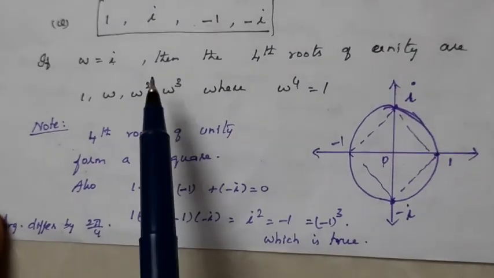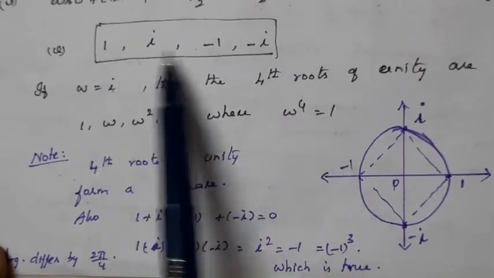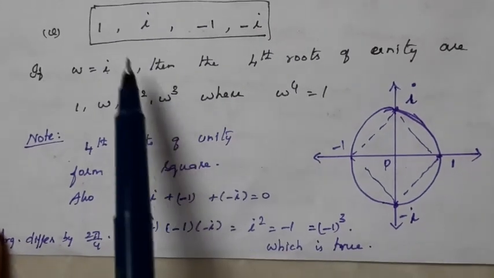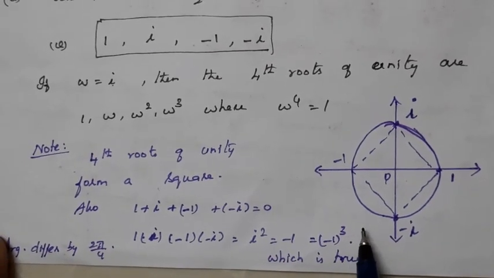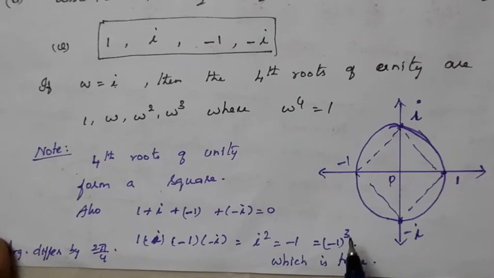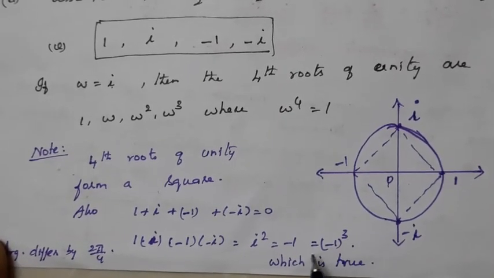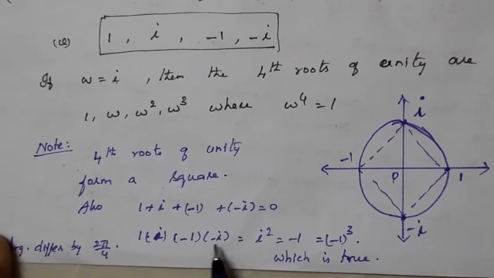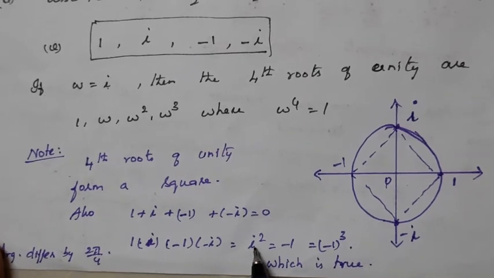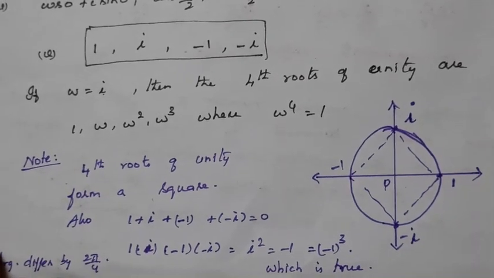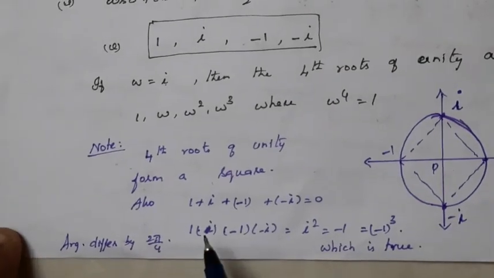Also, what is the sum of the roots? You know that the sum of the fourth roots of unity must be equal to 0. By adding them you will get 0. And then what is the product? The product will always be equal to minus 1 the whole power n minus 1. Here n is 4, 4 minus 1 is 3, minus 1 the whole cube is equal to minus 1. So let us multiply all the 4 roots: 1 into i into minus 1 into minus i, that is equal to i square. i square is nothing but minus 1. So that is also true. And look at the arguments, they differ by 2 pi by 4.